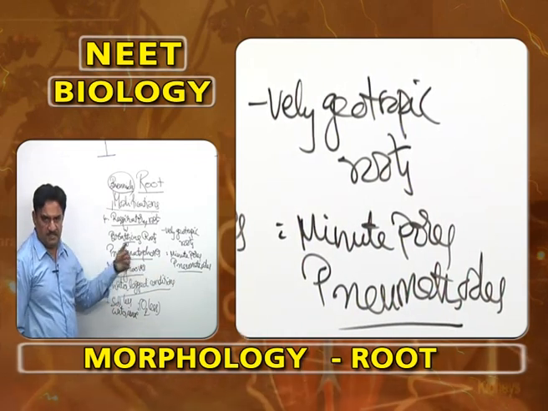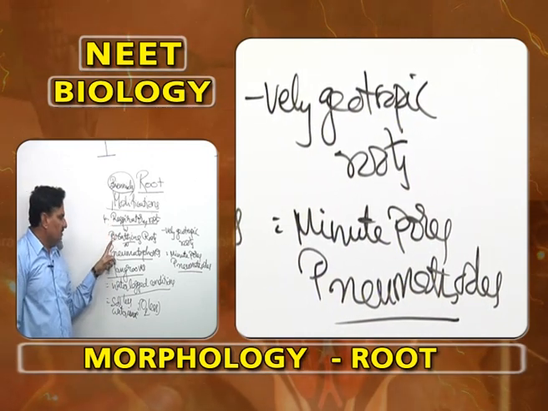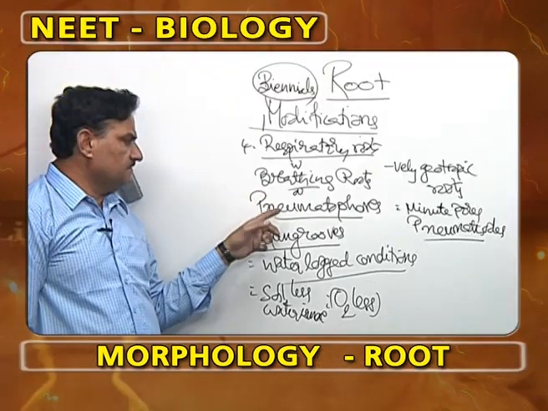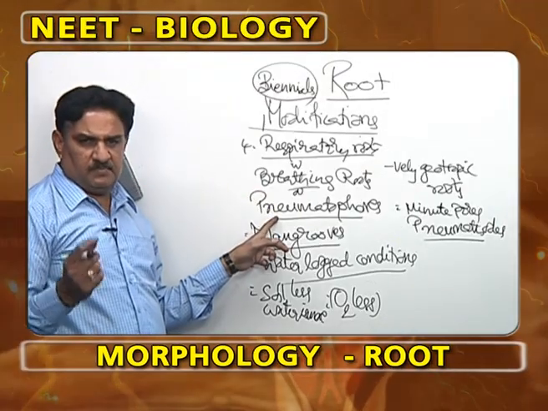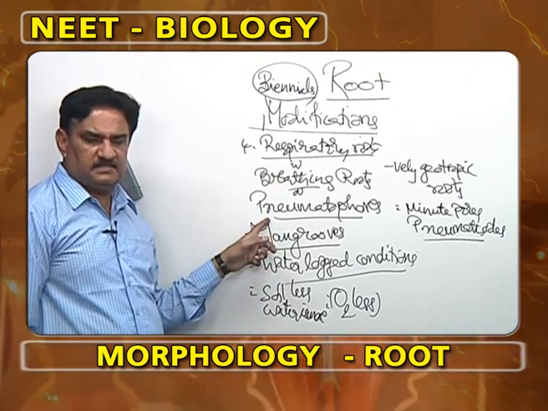Because oxygen is absorbed and carbon dioxide is liberated out, they are called respiratory roots, or breathing roots. Because they contain small pores and grow like small stalks, they are called pneumatophores.